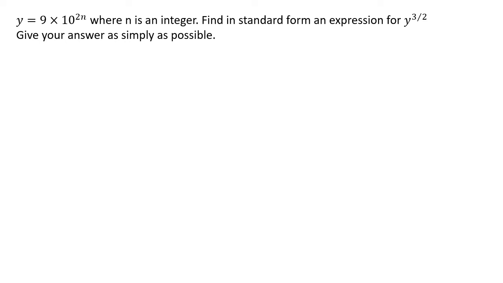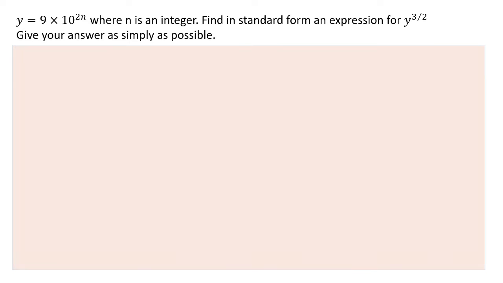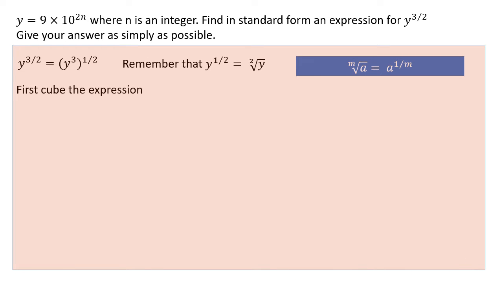Now we turn to another question that's in an IGCSE maths exam. It says that y equals 9 times 10 to the power 2n, where n is an integer. Find in standard form an expression for y to the power 3 over 2 in the simplest possible form. So y to the power 3 over 2 means y cubed all to the power half. And remember that y to the power half means the square root of y. Hence, we first cube the expression and then we get its square root.